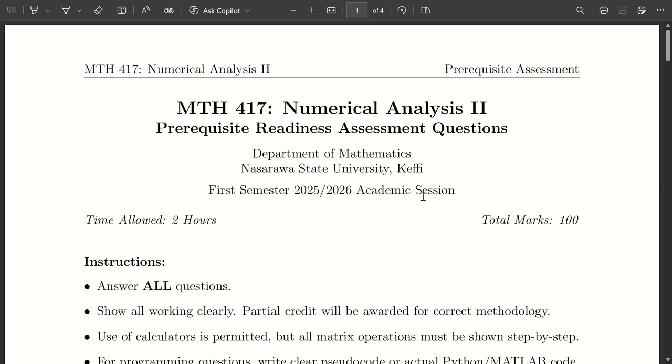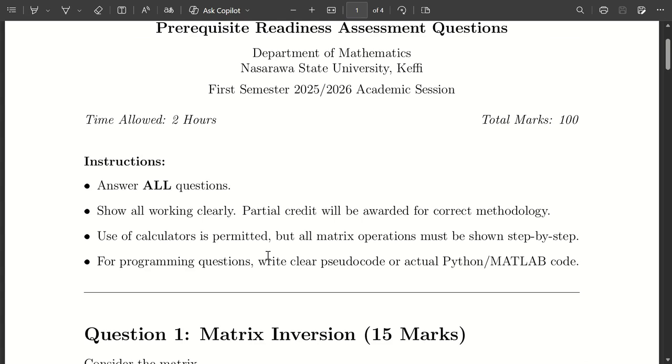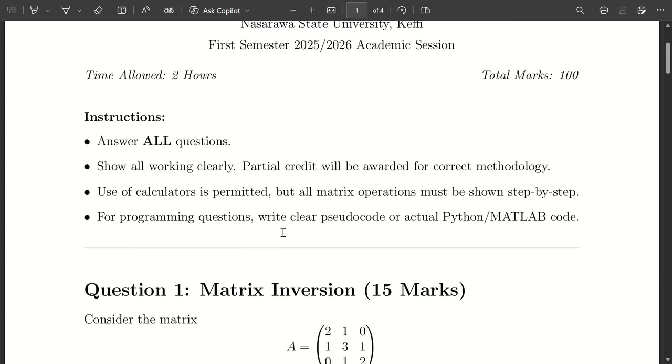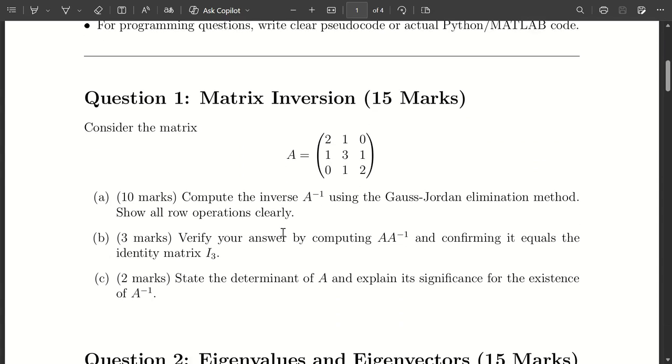Hello and welcome to this short video lecture on the solutions to the prerequisite readiness assessment questions that was given out last week. Of course, these are the instructions, and I believe you already have gone through them. I'll dive directly into answering or solving the questions.